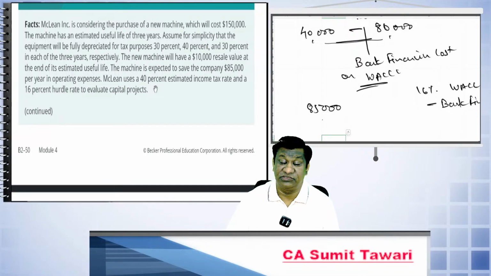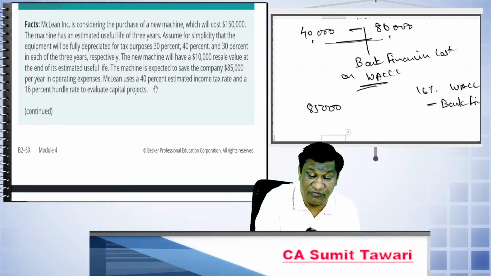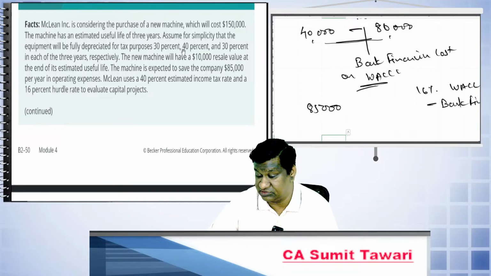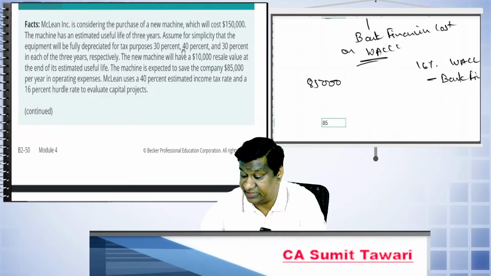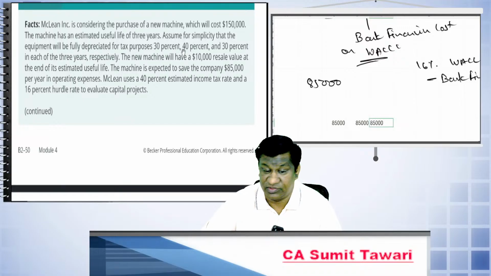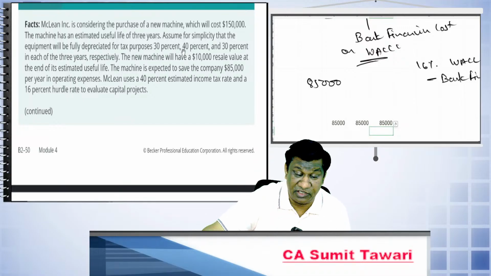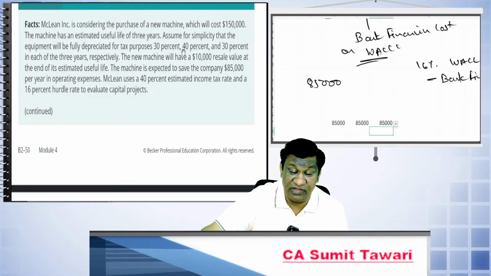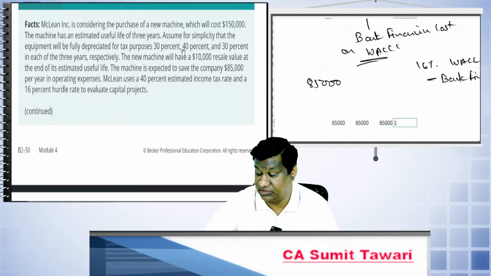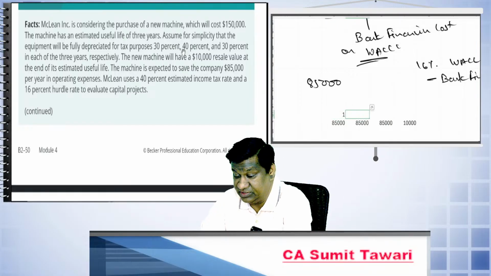Okay, 85,000 is my income. Then my expenses are basically only the depreciation that we need to consider. So I'll just consider here, because of the different tax rate, 85,000, 85,000, 85,000. Also, as we already discussed, it is 100% depreciated, but there is a resale value of 10,000 at the end of the year, so that also we need to consider. This will be my entire income. So first year, second year, third year.